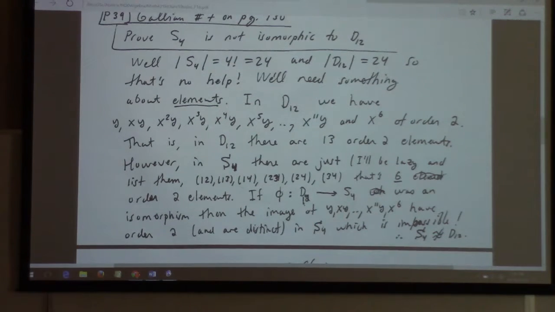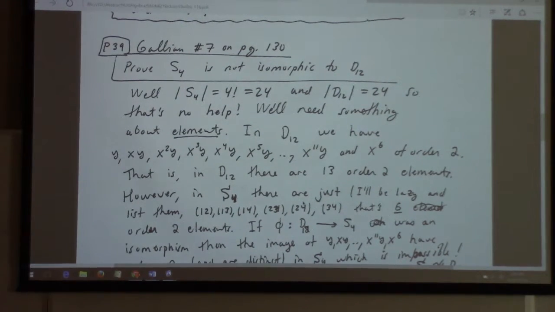All right, 39. Prove S4 is not isomorphic to D12. There are many ways to prove not isomorphic. The first thing I always try is the order. If one is infinite and one is finite, game over, they're not isomorphic. You can't have a bijection between finite sets of different cardinality either. So that's always something to look for, but it's no help here.